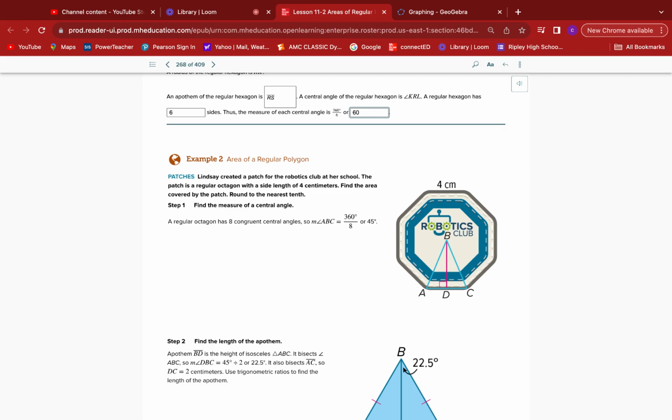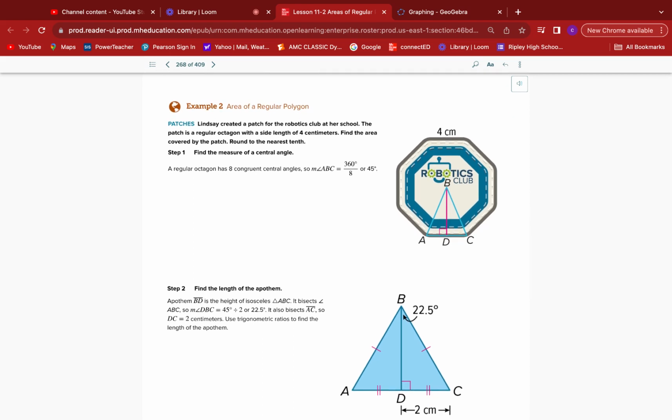All right, so example number 1, looks like I'm done. Let's go to example number 2. Lindsay created a patch for the robotics club at her school. The patch is a regular octagon. That means it has 8 sides, so we're going to end up taking 360 and dividing by 8. The length of the side is 4 centimeters, so every single side is 4. That means from A to C is 4, and from A to D is 2.